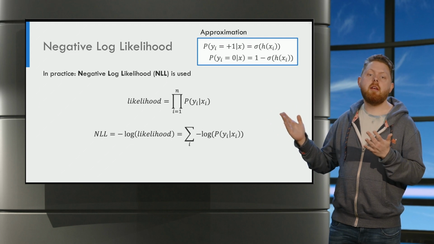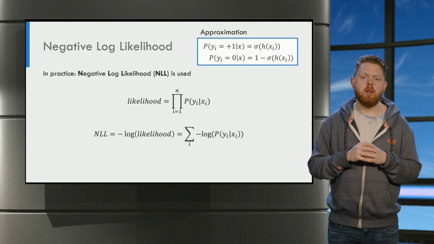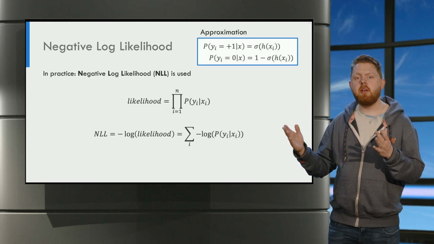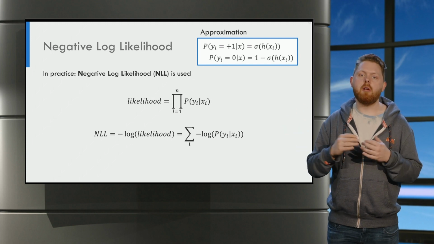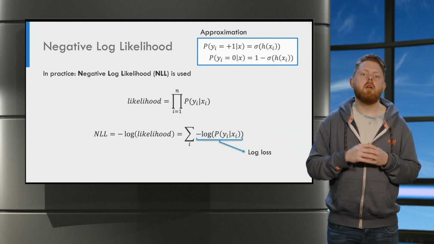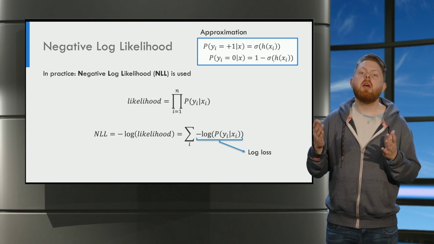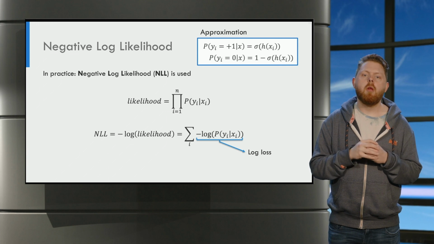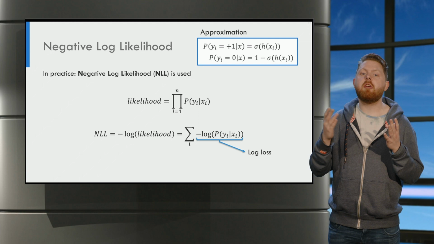The minus sign is there to turn the objective function into a cost function. Instead of maximizing the likelihood, we want to minimize the negative log likelihood. The minus log of each probability of each training object is called the log loss. You want the sum of all losses to be as small as possible.